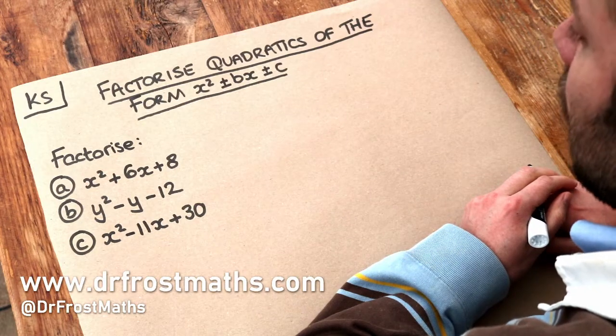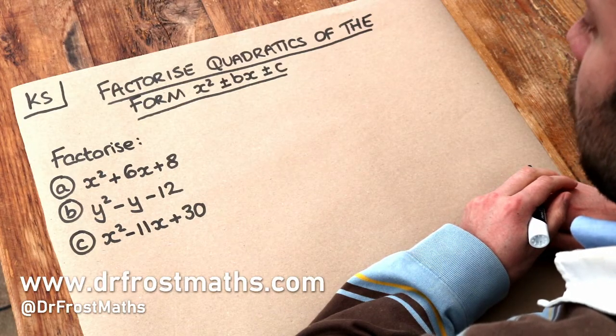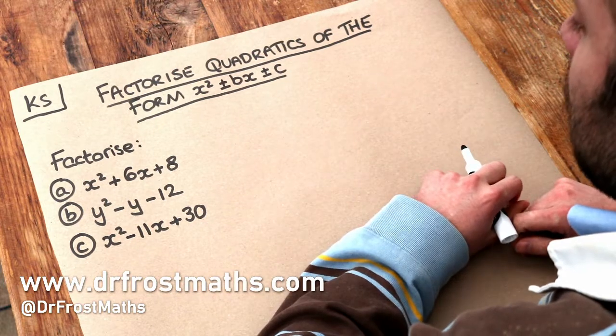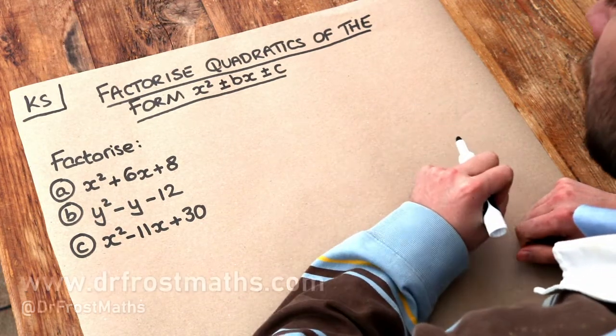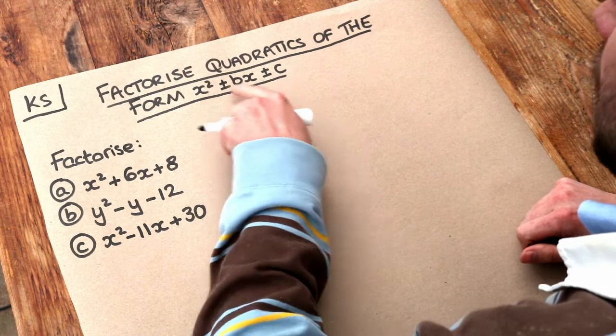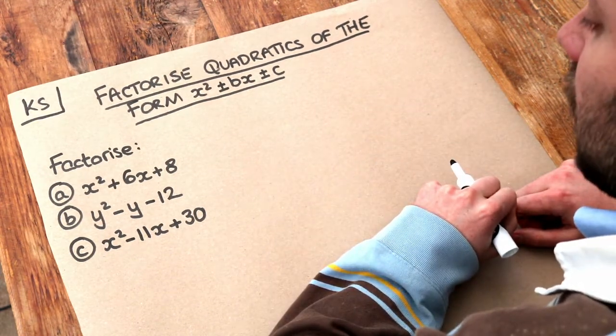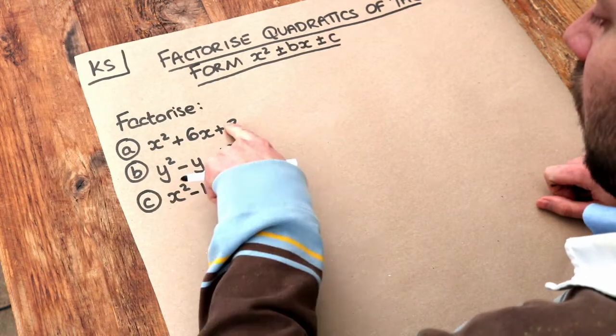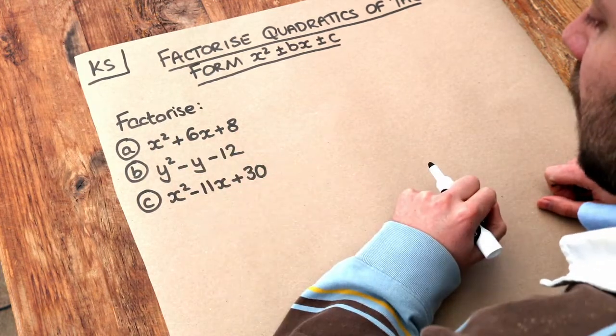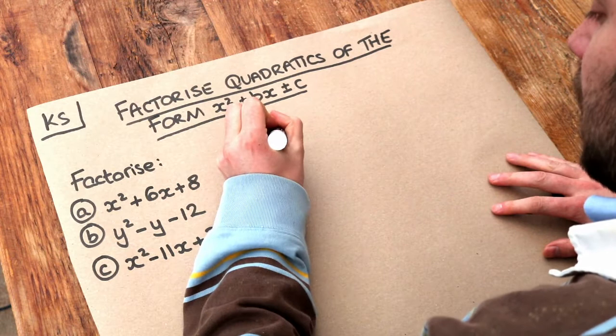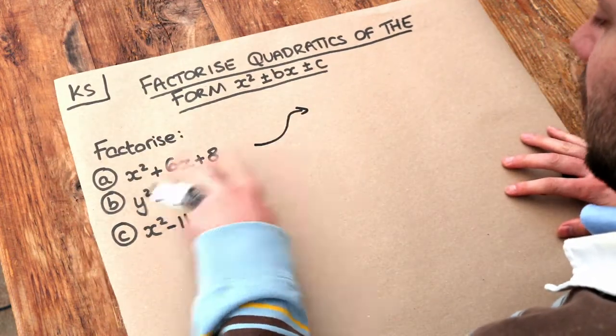Ross Maths key skill video on factorising quadratics of the form x squared plus or minus bx plus or minus c. This is the last of the videos on factorising three-term quadratics, and this is just a recap of what we've seen in the previous videos, where we're going to have a mixture of positive and negative symbols here. So let's recall how we do this easiest type, where these are both positive here.